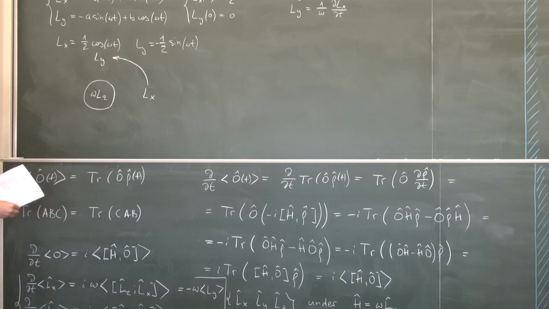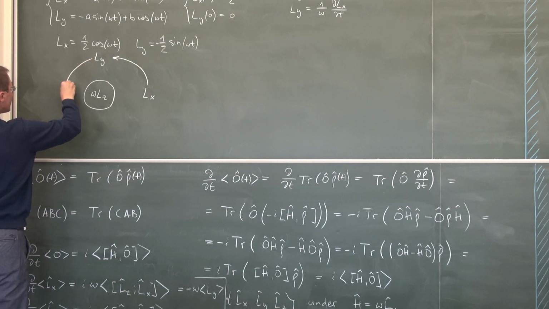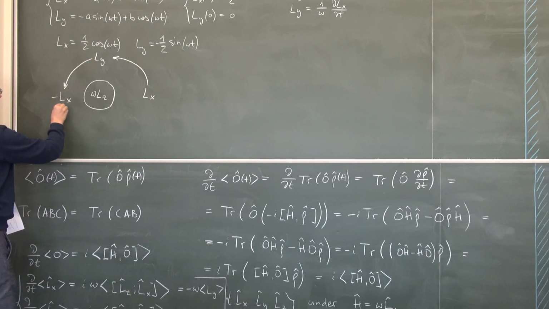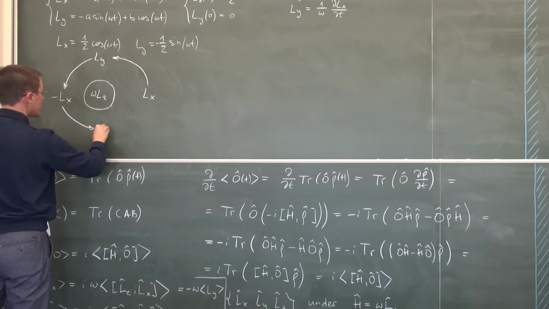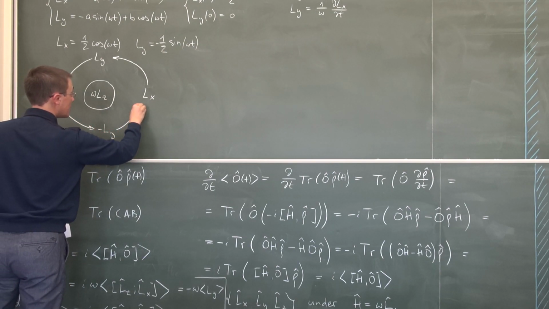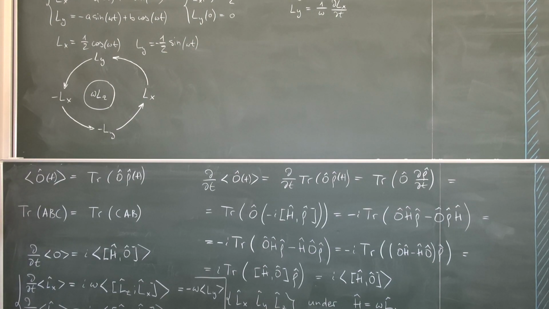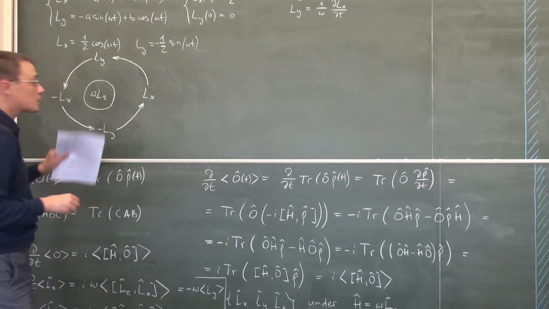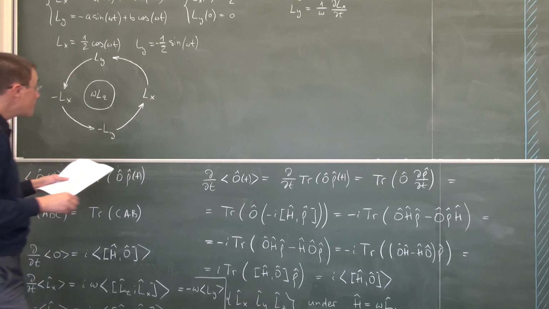And then Ly would further rotate into minus Lx, and Lx would further rotate into minus Ly, and then finally back here. Now, of course, the labels all allow cyclic permutations, so none of this mathematics will change if we replace x by y, y by z, and z by x. And so we have two corresponding diagrams for the x and the y.